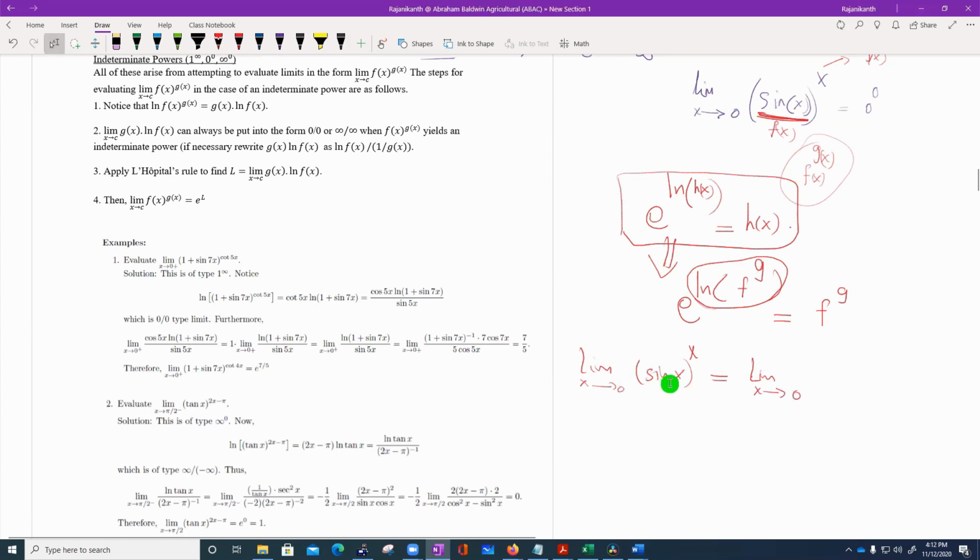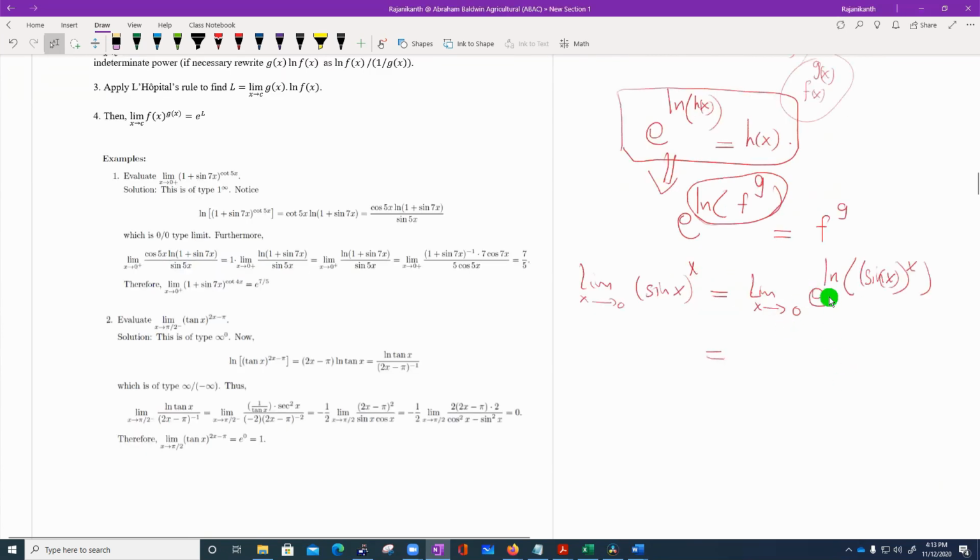Now you could think of this as the f function, this as the g function, and this as f to the power g. But f to the power g could be written like this. So instead of these two, I'm going to replace it with e to the power ln of sine x, all to the power x. Do you see why? Yes, because of this property.